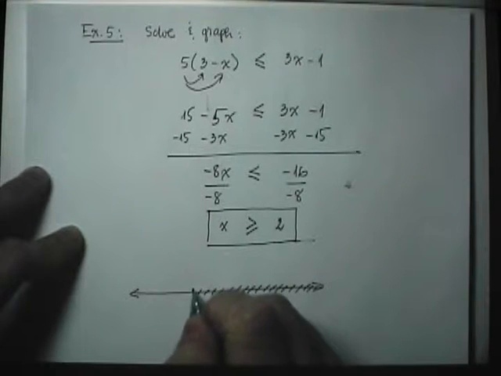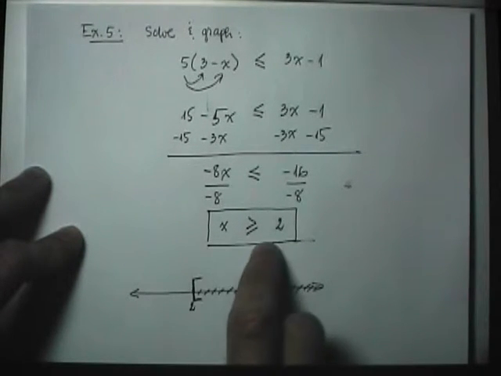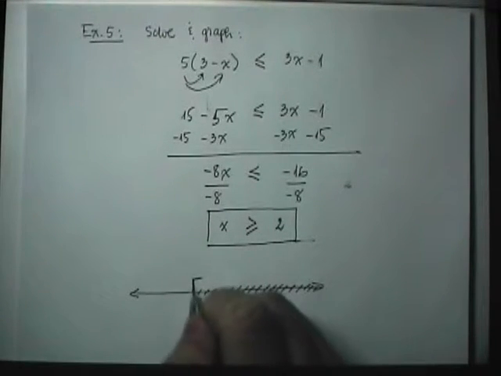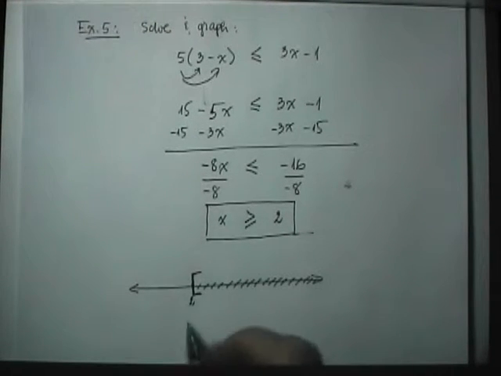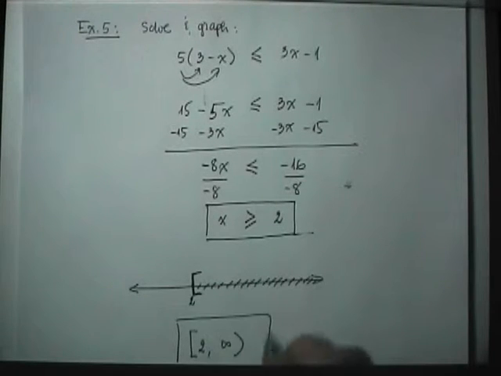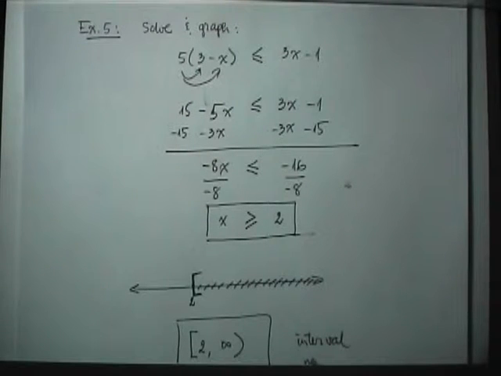And then right at 2, do I want to include 2 as part of my solution? The answer is yes, because the final inequality here is indicating x greater than or equal to 2. So I do want to accept 2 as part of my solution, and that's how I graph it. And then finally, writing the solution in interval notation, I have 2 comma infinity. That's how I can write it in interval notation.